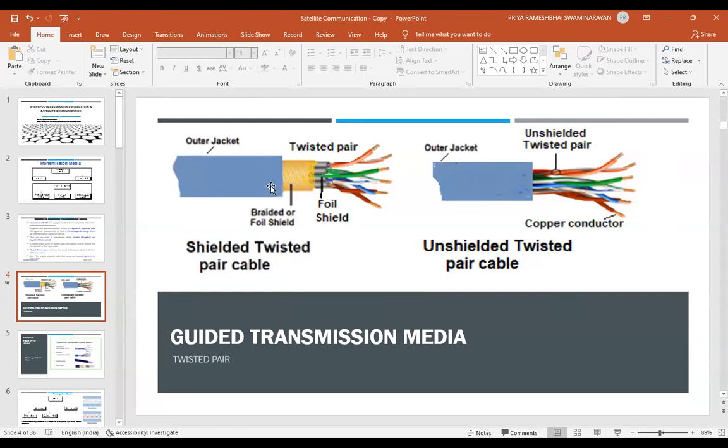So as per our requirement, we can use either STP cable or UTP cable. STP cable is better for security purposes in data transmission, but because of one additional layer, it increases the cost as well as the weight. So that is a drawback of shielded twisted pair.